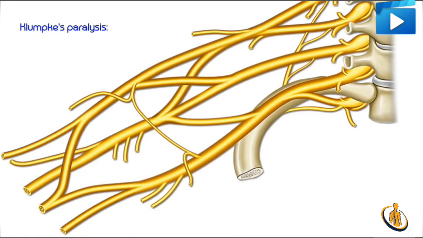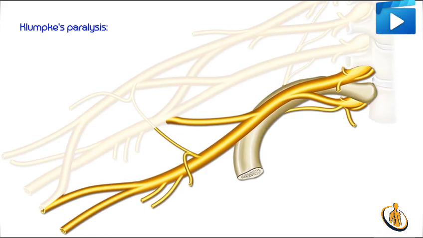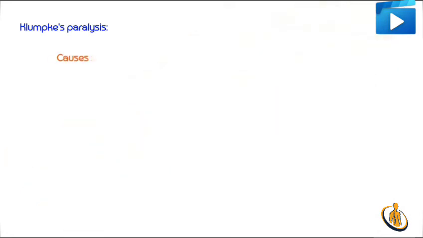Klumpke's paralysis. Klumpke's paralysis is mainly due to an injury to the lower trunk of the brachial plexus. It has a lower incidence as well as poorer prognosis than Erb's paralysis, and the nerve roots mainly involved over here are T1 and partially C8. And what are the causes of Klumpke's palsy? It is more commonly seen in obstetric injury and also in cervical rib.